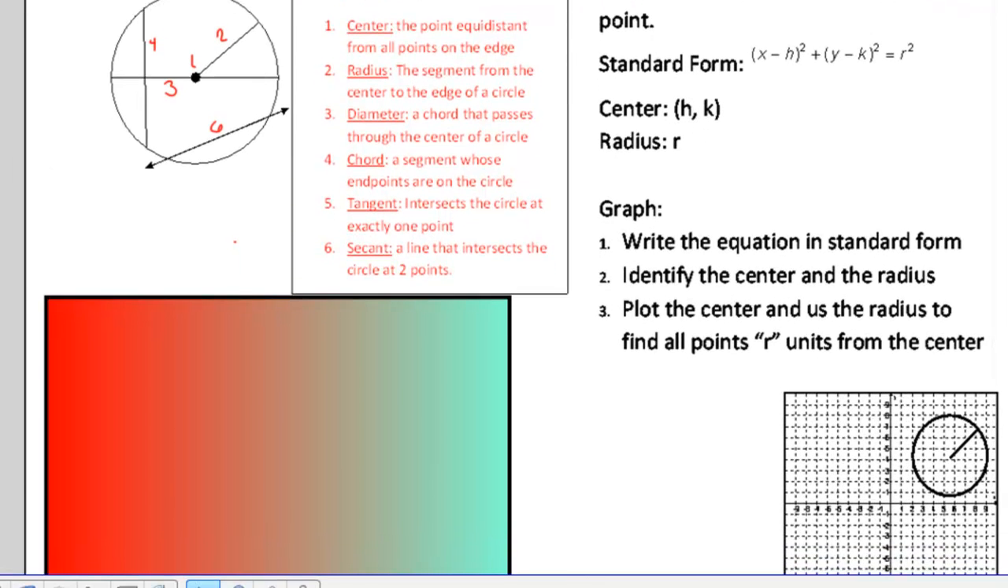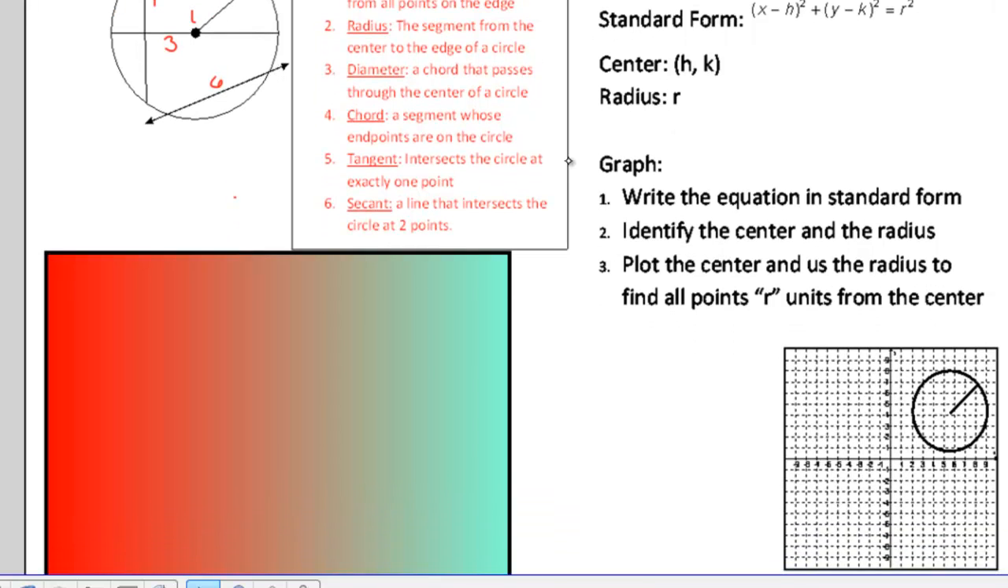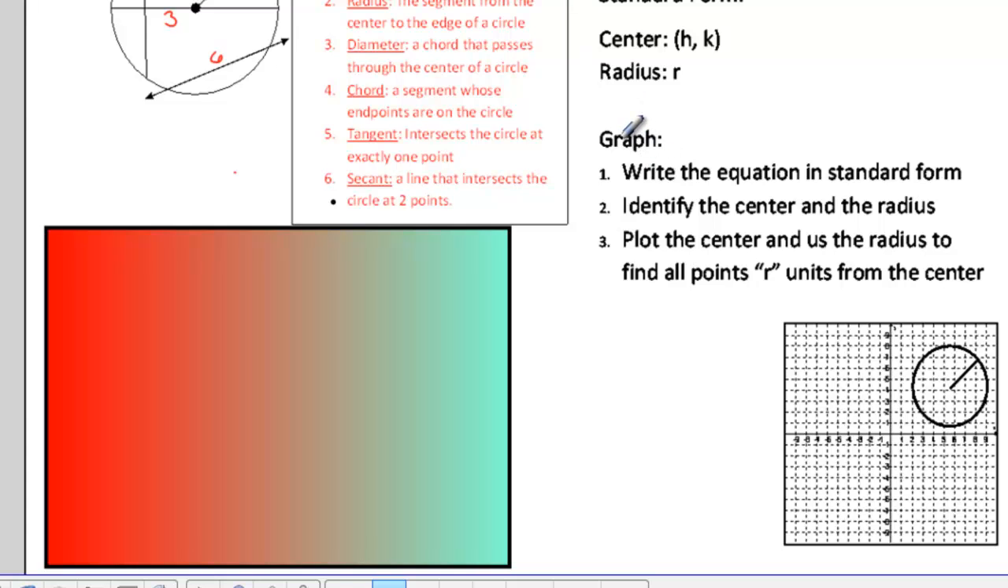Identifying a circle based on all of its parts. Your H and K is your center. Notice that the values are subtracted for positive values of the center. The radius is R, so pay close attention that sometimes that will be squared. When you're graphing a circle, make sure that you write the equation in its standard form in order to identify the center and radius. Plot the center, use the radius to find all points R from the center.